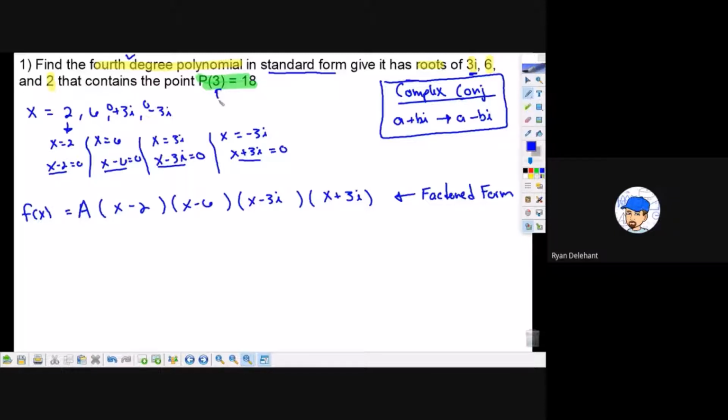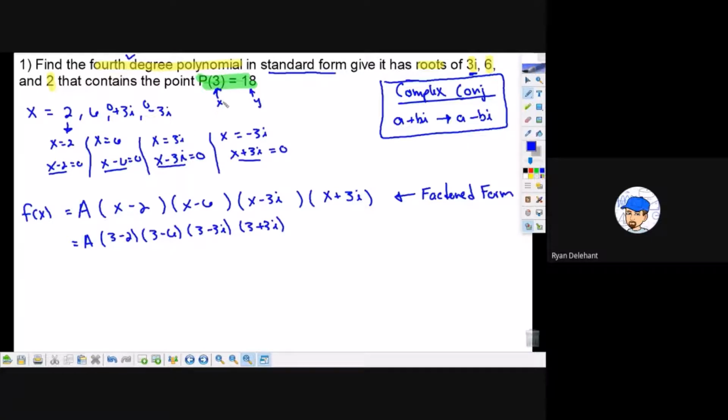So what this is doing is giving me an X value and a Y value to plug into what I have right here to solve for this A, meaning the X is 3. So what I need to figure out first, because I'm going to solve for this A, is to put 3 in everywhere I see an X on the right side. So that's 3 minus 2, 3 minus 6, 3 minus 3i, and 3 plus 3i. And you're going to want to find this A value before you multiply everything out.